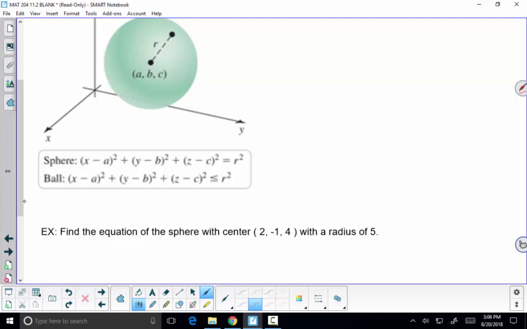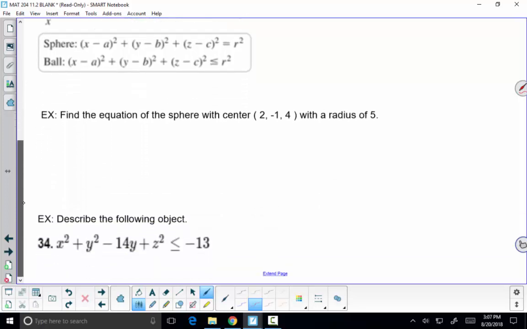Okay. And then here it says find the equation of a sphere that has that center with that radius. So go ahead. Write down that sphere's equation. Write down the equation of that sphere.